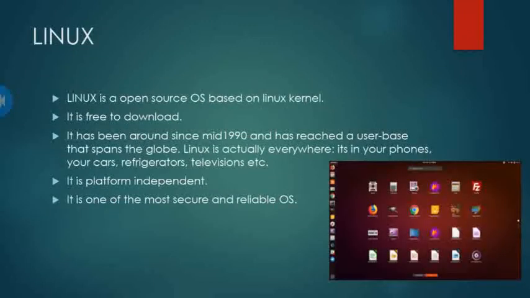Next, and the very latest operating system is Linux. Linux is an open source operating system which is based on the Linux kernel. Open source software means it is free to download, whereas Windows is not open source software. Every time you want to use original Windows, you have to buy it by paying the cost, and it is very costly to buy.